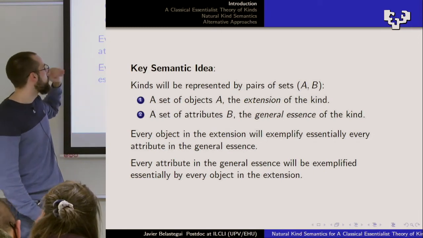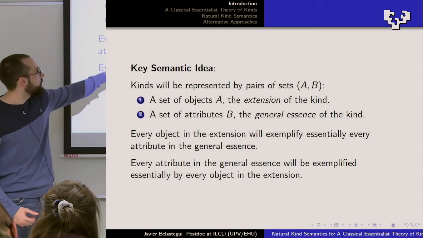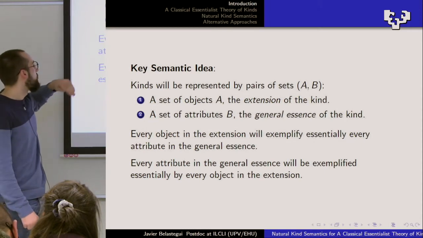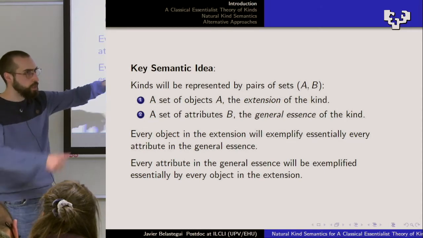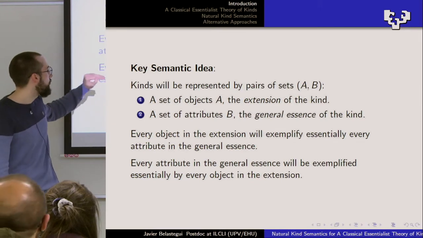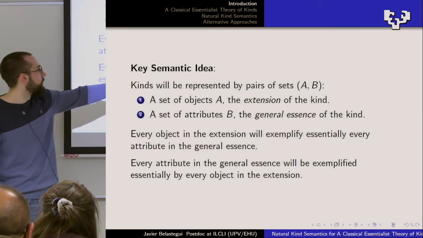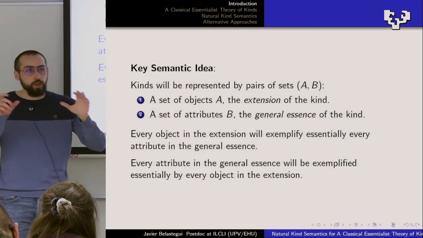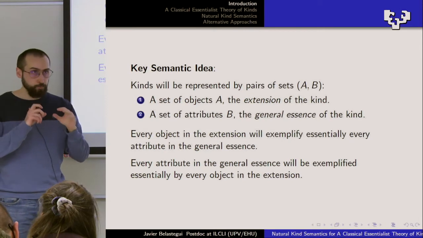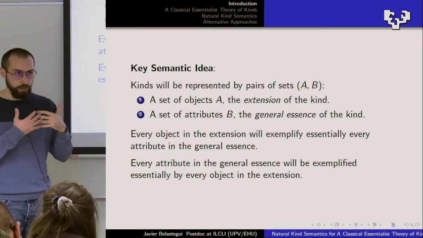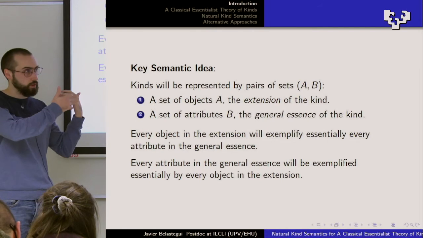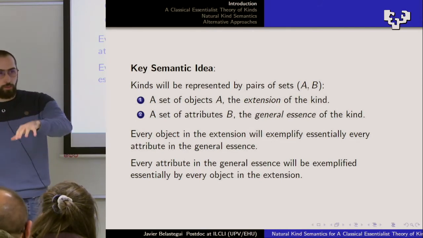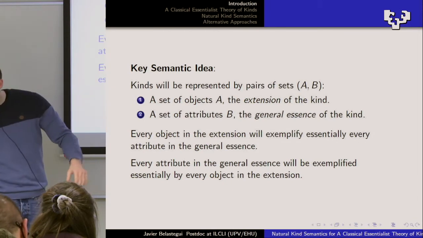The condition that I will require is that every object in the extension has essentially, in the essence, every property in the general essence, and the dual condition, namely that every attribute or property in the general essence will be had essentially by every object in the extension. I will use the terms attribute and property interchangeably, but basically I don't want to use much the term property, because some people think that kinds are properties. So in order to distinguish kinds from other sorts of properties, I will say kinds and attributes.